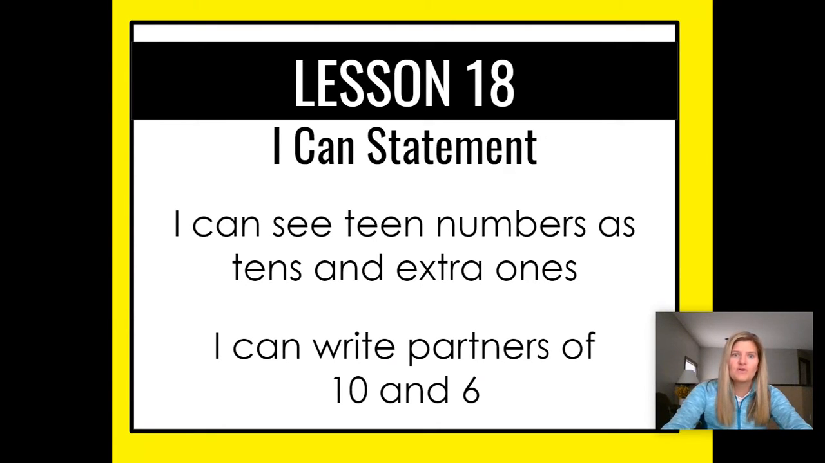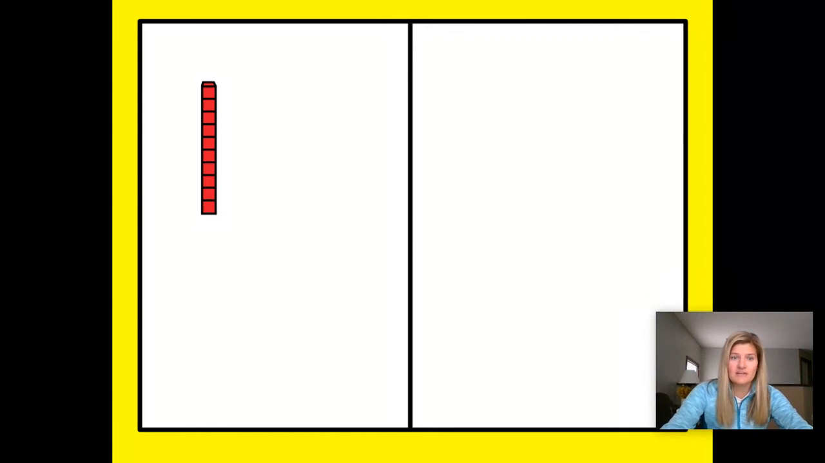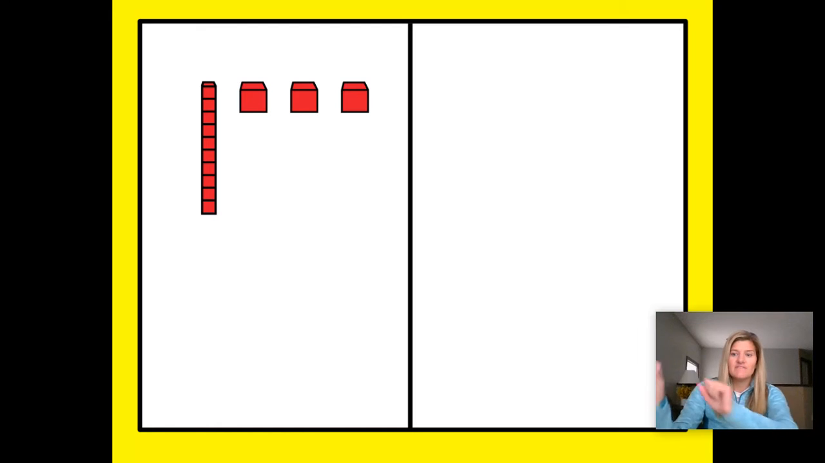So what we're going to do is we're going to warm up our brains. In order to do that, we're going to be using base 10 blocks. And you might have seen these in school. This first one is a 10 stick. We know that a 10 stick is made up of 10 cubes. So that's 10. And then we have extra ones. Here are our extra ones. 1, 2, 3. So that means I have 10 and 3.